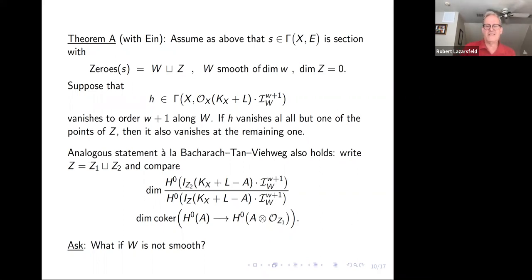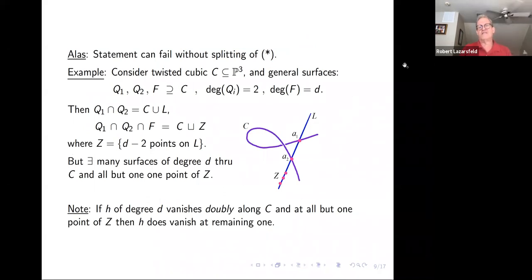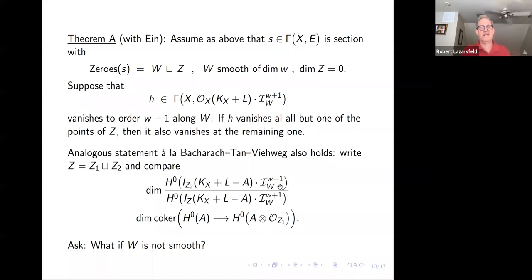So again, it's a strange statement, but at least it rescues this statement of Lee. But of course, there are two problems with it. First of all, why does it come in?